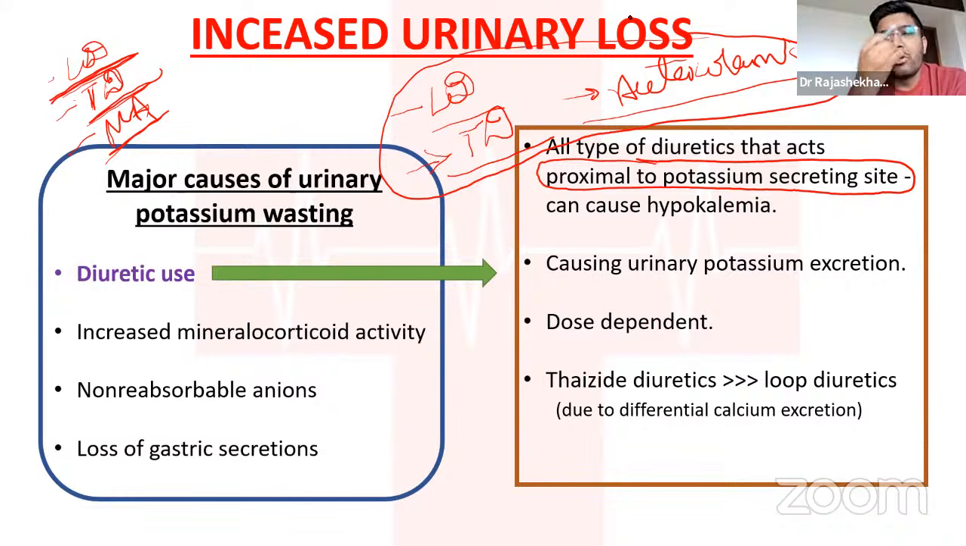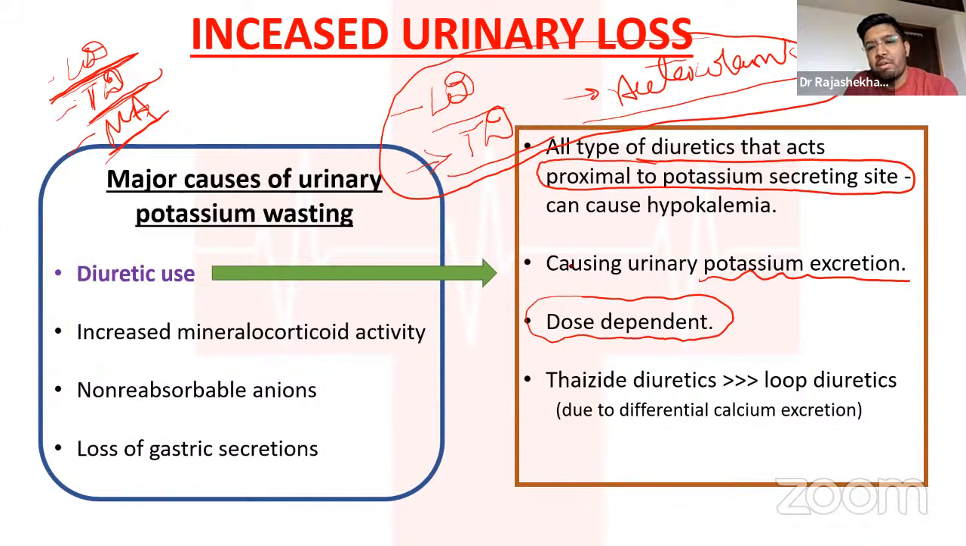How we know this is because they inhibit the sodium reabsorption in the proximal part, increasing the distal delivery of sodium to the distal tubule or the potassium secreting site, where the extra amount of sodium is going to be compensated by increased reabsorption of sodium by the ENaC channel, with increased reciprocal potassium excretion. And if you see this hypokalemic effect of the diuretics, it is a dose dependent action. For example, the more the dose you use, the more is the risk of hypokalemia.